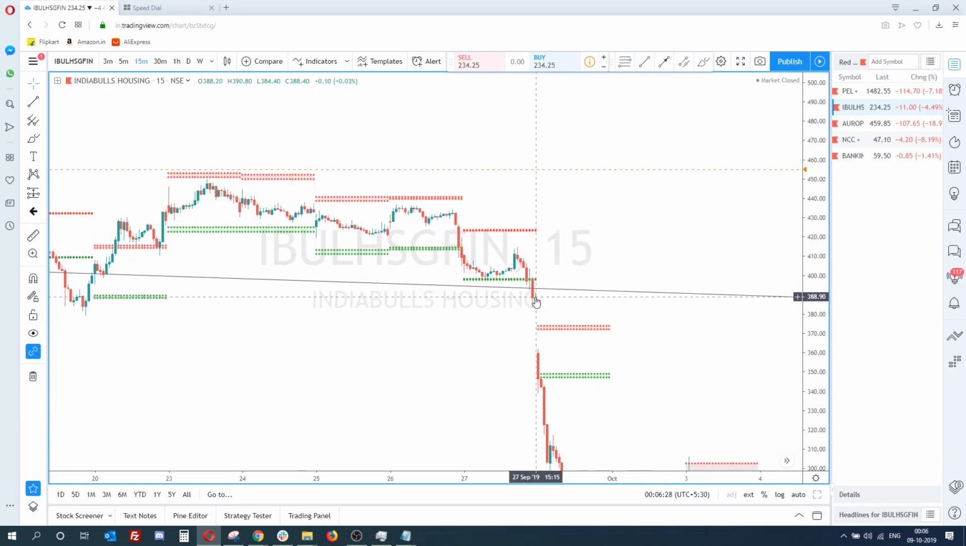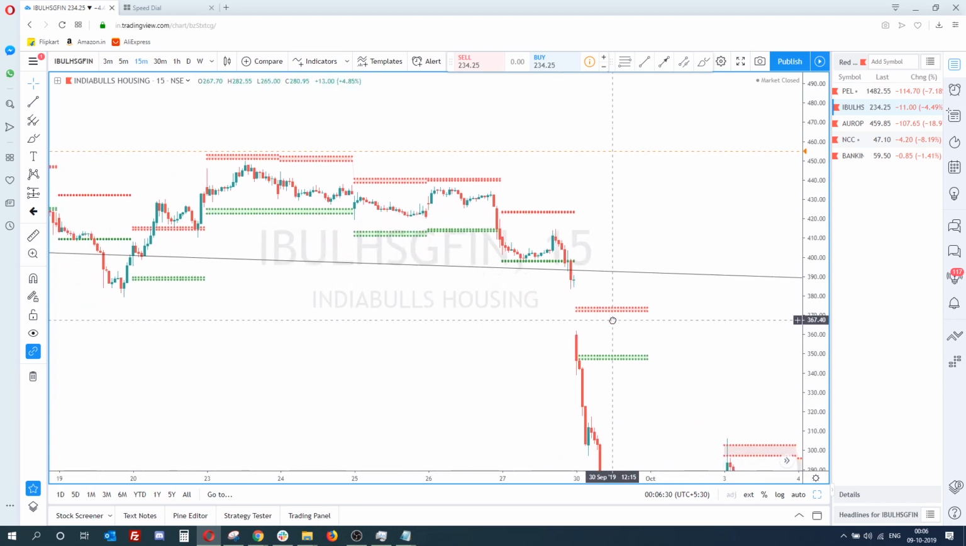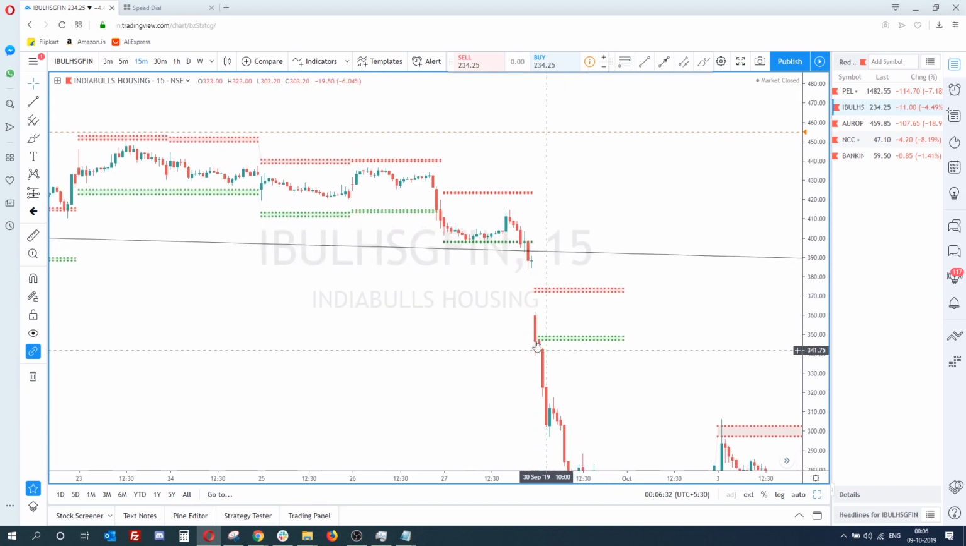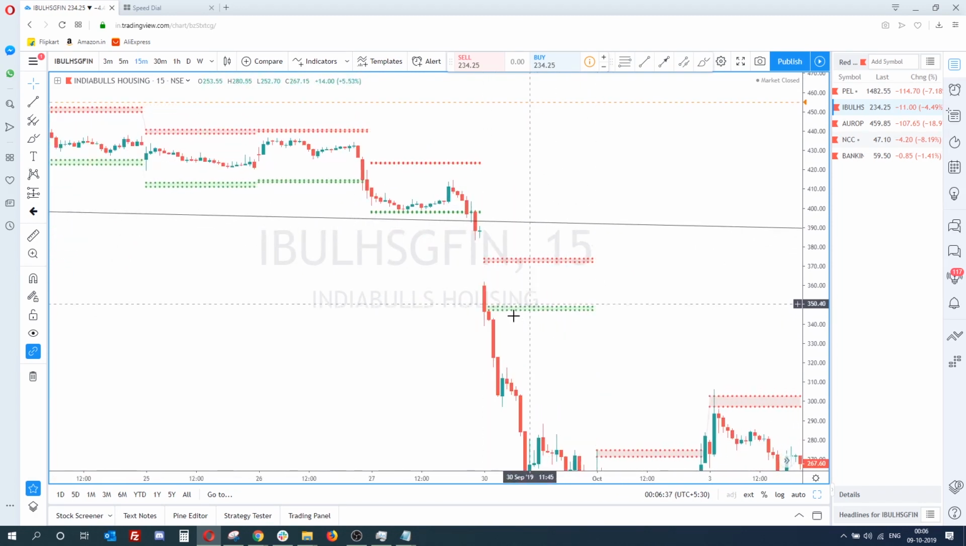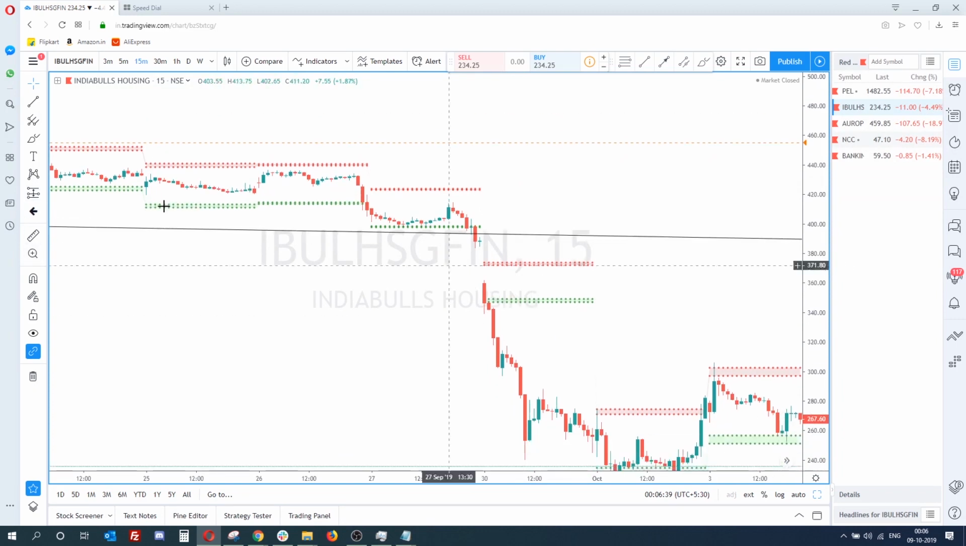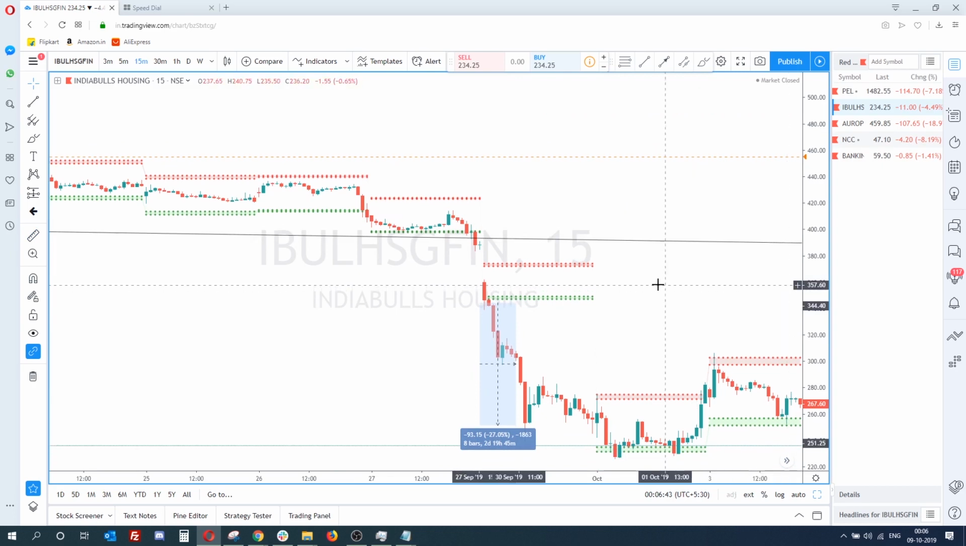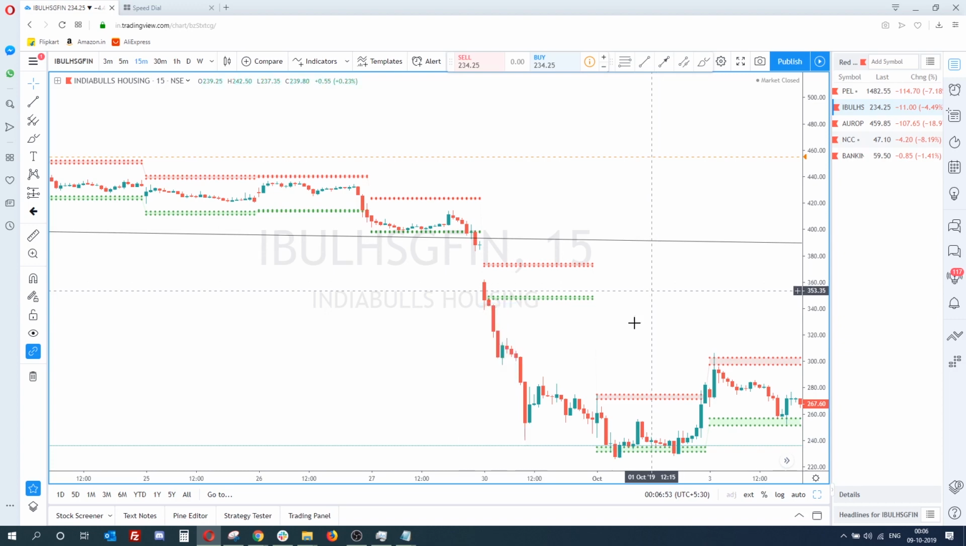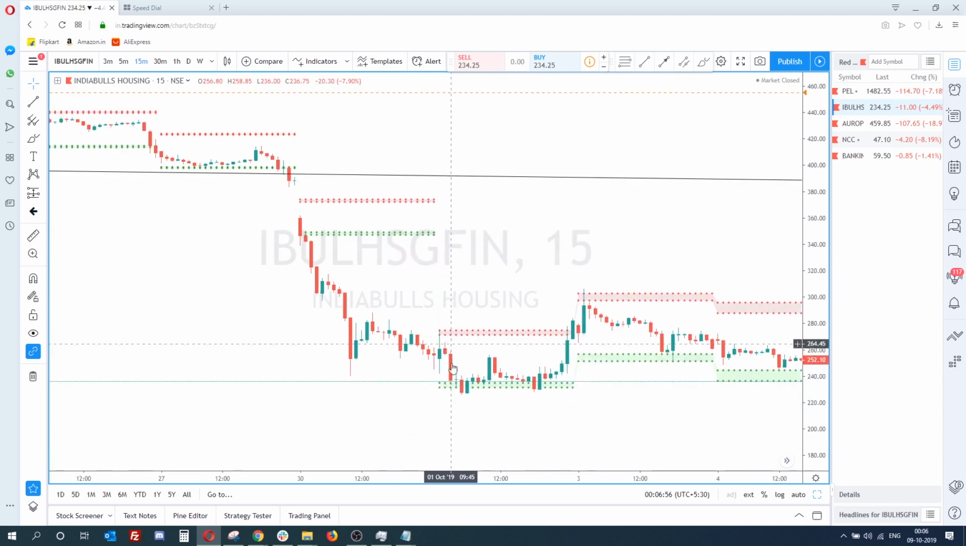Yeah, so I will be putting this on the watch list, and I will be waiting for the green zone to be broken, which is what happened. And see the move, guys. So when I told you we will be able to take a trade where a huge move will happen, this is where the huge move is, and we will be able to take this trade.